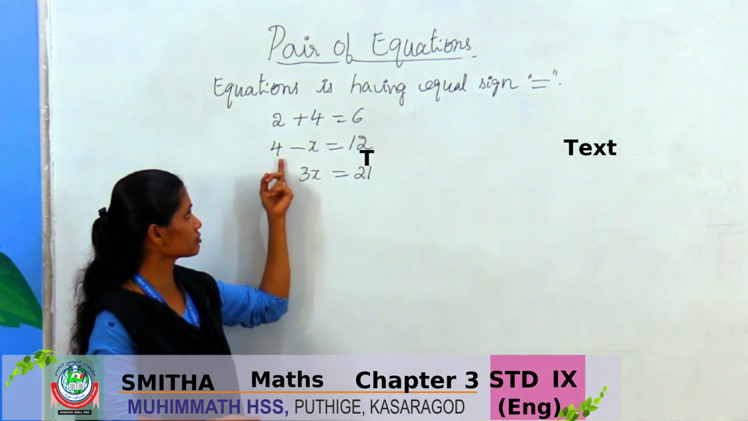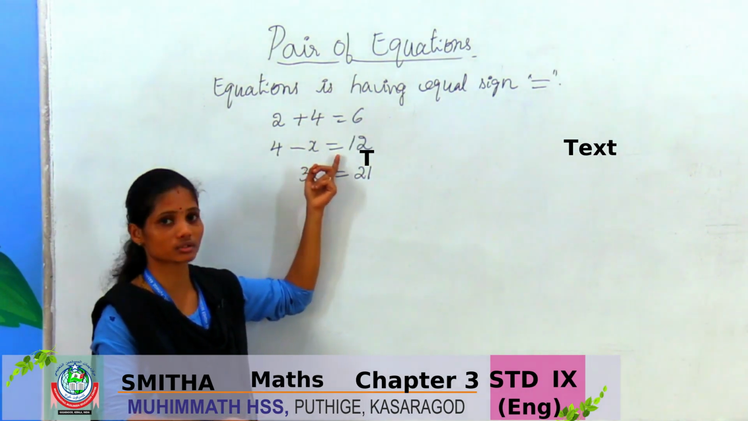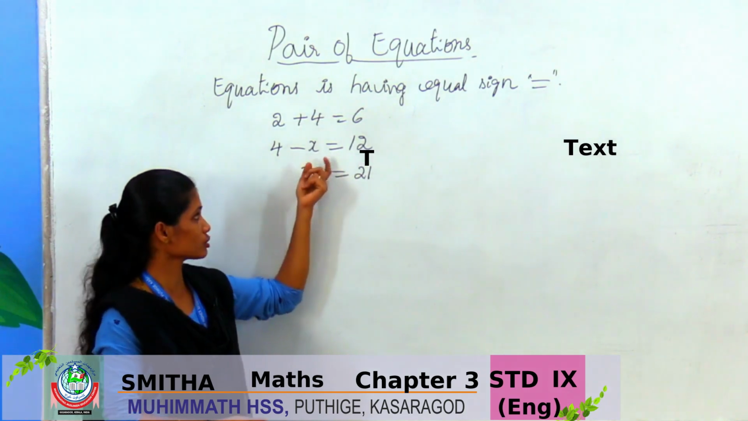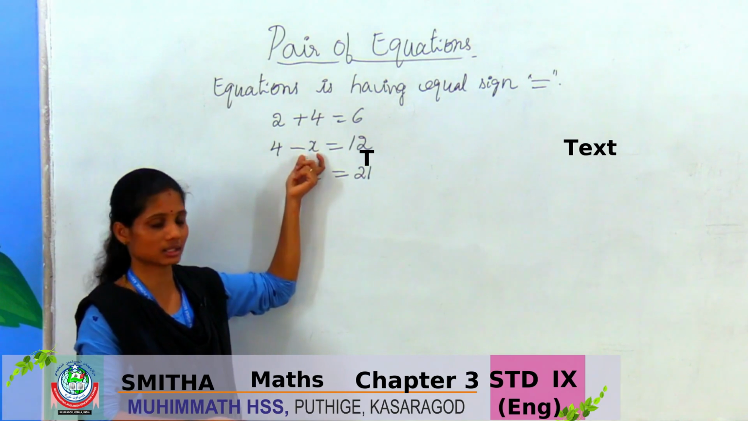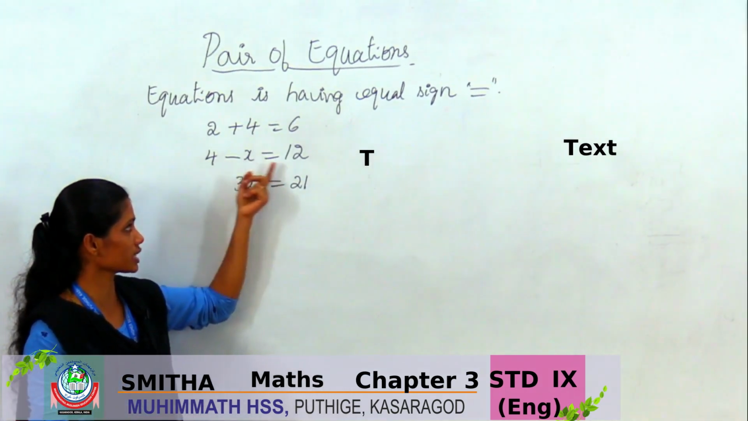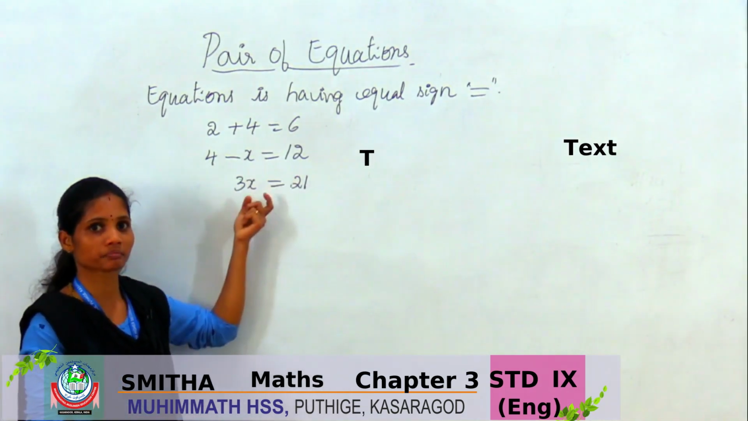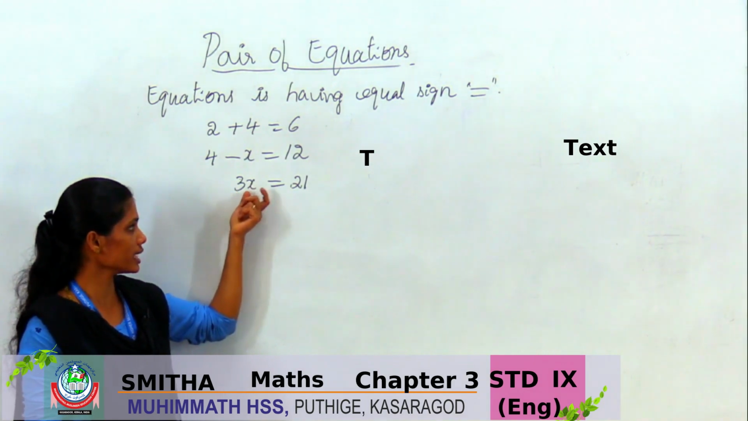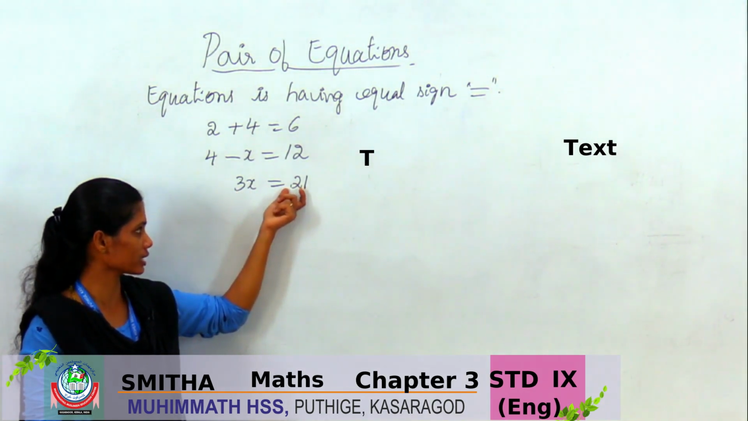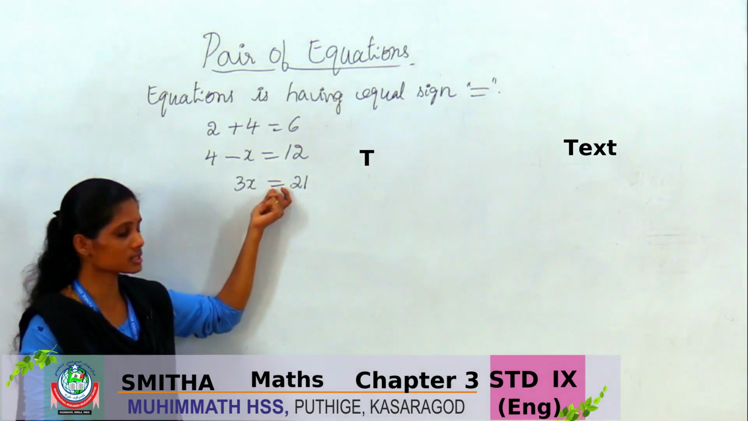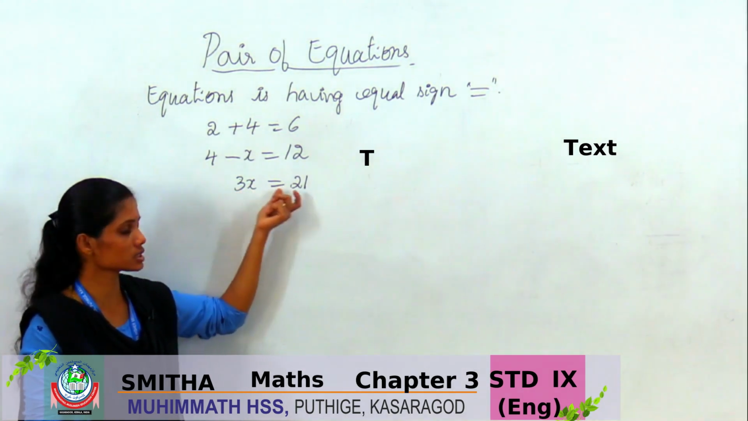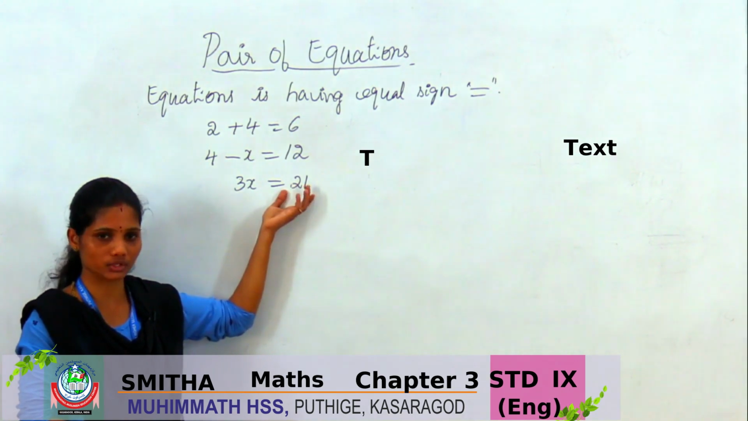The second one, 4 minus x is equal to 12. There is also one equal sign with the algebraic term x. So the second one is also an equation. And the next one, 3x is equal to 21. There is an algebraic letter x and an equal sign. So this is also an equation.